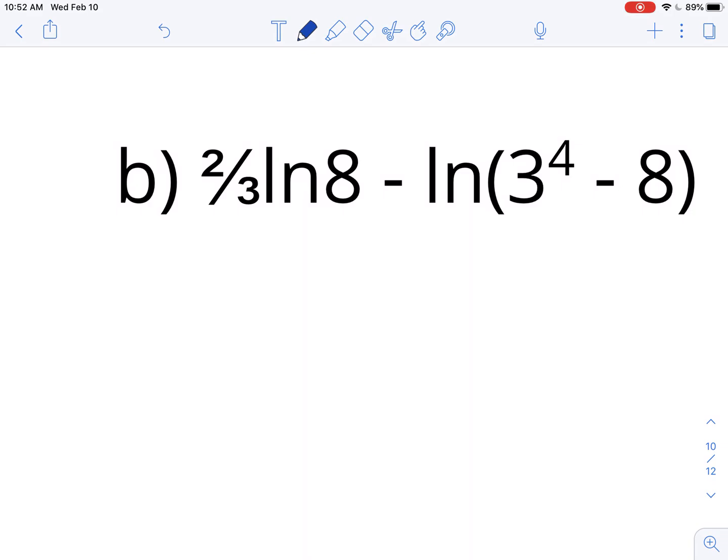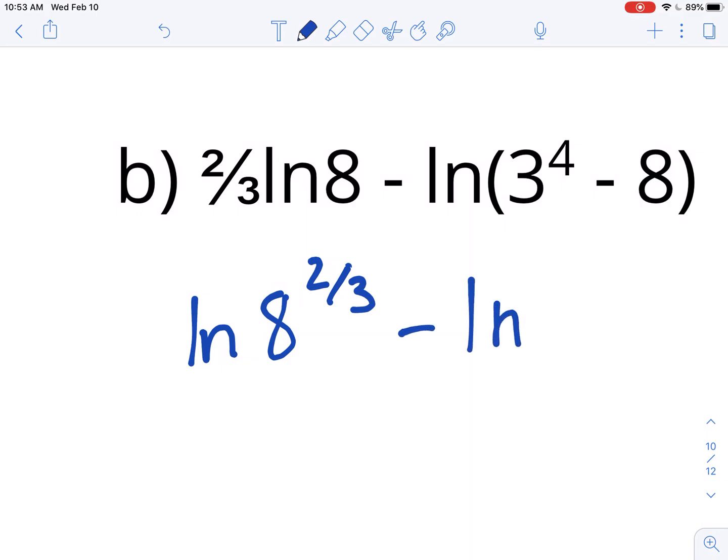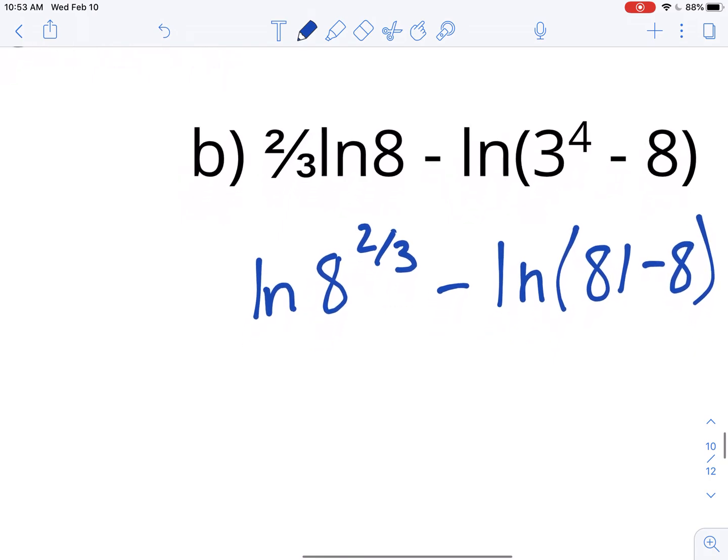All right, so now I got 2/3 times the natural logarithm of 8 minus the natural logarithm of 3 to the 4th power minus 8. So let's go through and start breaking this down. First of all, I can call this the natural logarithm of 8 to the 2/3 power because I changed that factor into an exponent. And then I'm subtracting the natural logarithm of 81 minus 8. I know that 3 to the 4th power is 81.